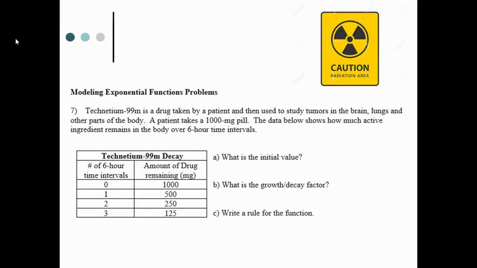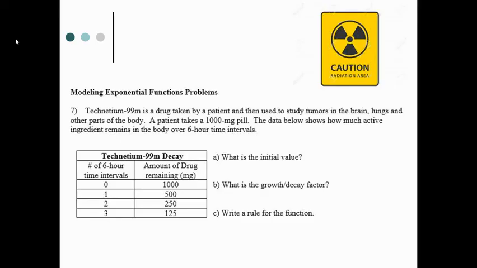Let's take a look at this one problem. Technetium 99M is a drug taken by a patient and then used to study tumors in the brain, lungs, and other parts of the body. A patient takes a 1,000 milligram pill. The data below shows how much active ingredient remains in the body over time intervals. So you can see in the data at 0 hours, you still have 1,000. At 1 hour, it's 500, 2 hours is 250, and 3 hours is 125.